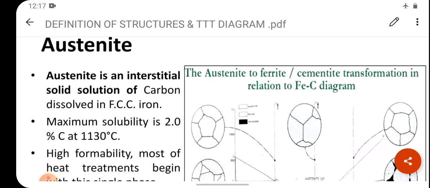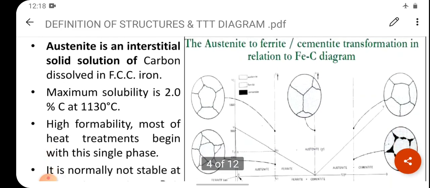what transformations are occurring in the iron carbon equilibrium diagram. Already I have explained the iron carbon equilibrium diagram in the last video lecture. So austenite is an interstitial solid solution of carbon dissolved in FCC iron. What is FCC? Face centered cubic iron. Maximum solubility is 2% carbon at 1130 degrees Celsius.